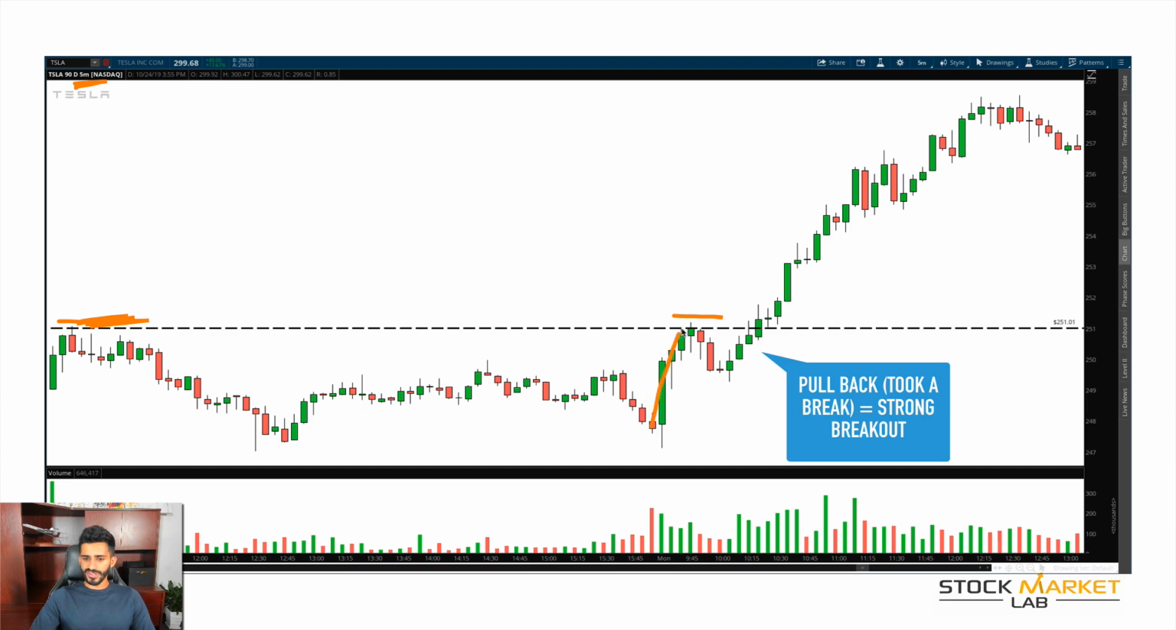Stock goes into resistance very strong. I don't like that. Pulls back, holds. Okay, phenomenal. Boom, breakout. Volume is increasing. Gives you a strong confirmation right there for you to take on a trade, right?